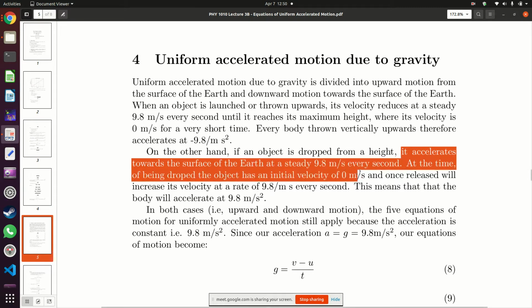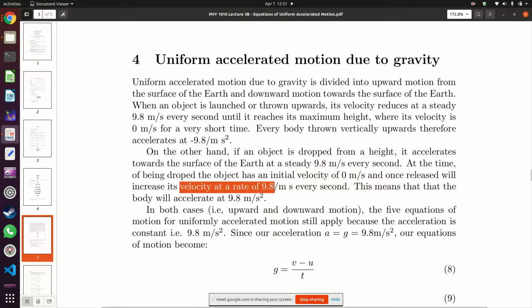If when you're dropping it, let's say you don't throw it, you just let it go. In that case, your initial velocity of the object is going to be 0 meters per second. Once you release it, the velocity is going to increase by 9.8 meters per second every second. So it means that the acceleration is this much.